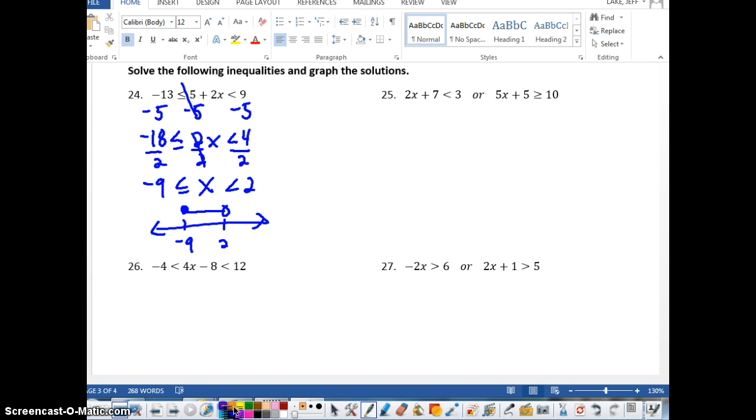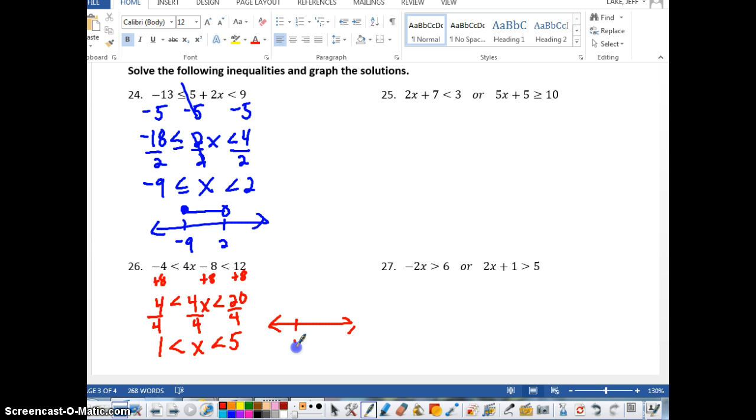Number 26, very similar. I'm going to first add my 8 to all three sides here. So that's going to give me 4 is less than 4x, which is less than 20. Then I'm going to get rid of that 4 in the middle by dividing by 4. When I do so, I get 1 is less than x, which is less than 5. So just like the previous problem, when I graph this, it's going to be everything on the inside that's going to be shaded in, and it's going to be open circles for both of those.